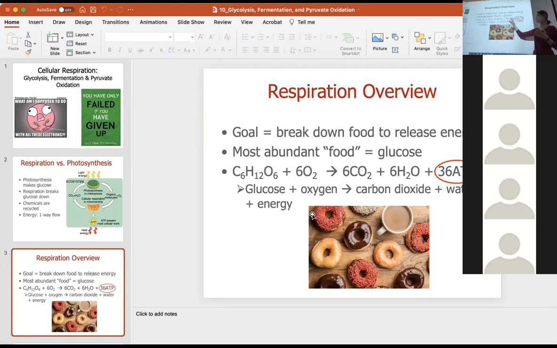So if you can remember, one molecule of glucose, and then you just have to kind of remember 36 ATP. There's a 6 in there at least, I guess. The other 3, there's 6 of each. So there's 6 O2s, 6 CO2s, 6 H2Os.